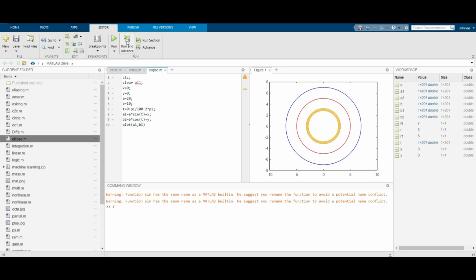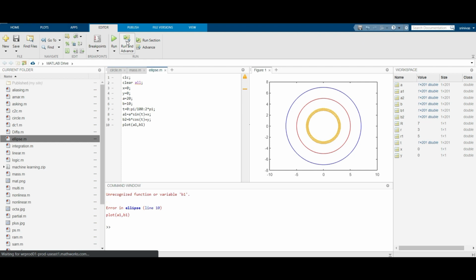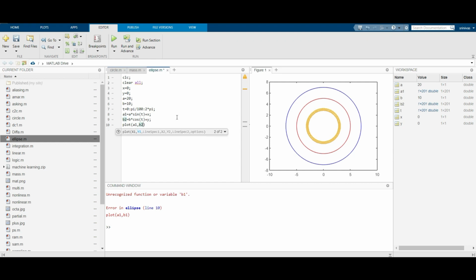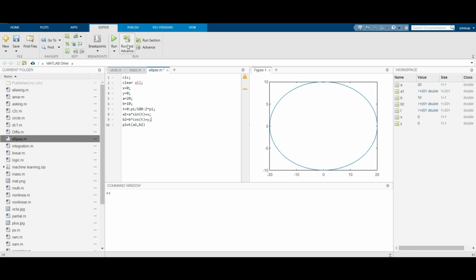x square by a square plus y square by b square is equal to 1. In a similar fashion, a1 square by a square plus b2 square by b square is equal to 1, because sin square theta plus cos square theta becomes 1, right? While executing this, we plot a1 comma b1. What happened? I had taken b2, but I wrote b1, so it gives an unrecognized variable. If you mismatch the variables, you will not get the correct result.